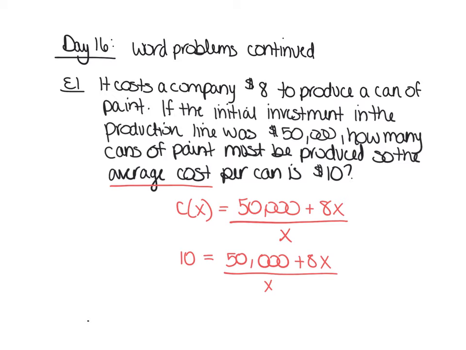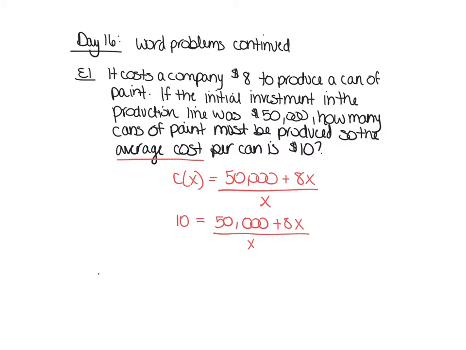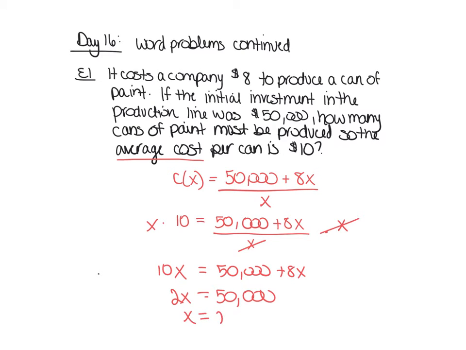Okay, so there's the equation we want to solve. We can see we have a rational equation. I'm just going to multiply both sides by x. So that gives me 10x equals 50,000 plus 8x, because this x cancels. And then I'll subtract 8x from both sides. And that's 2x. Getting ahead of myself there. And then we will undo the multiplication by dividing, and that means that we must produce 25,000 cans of paint to get the cost to $10 per can.